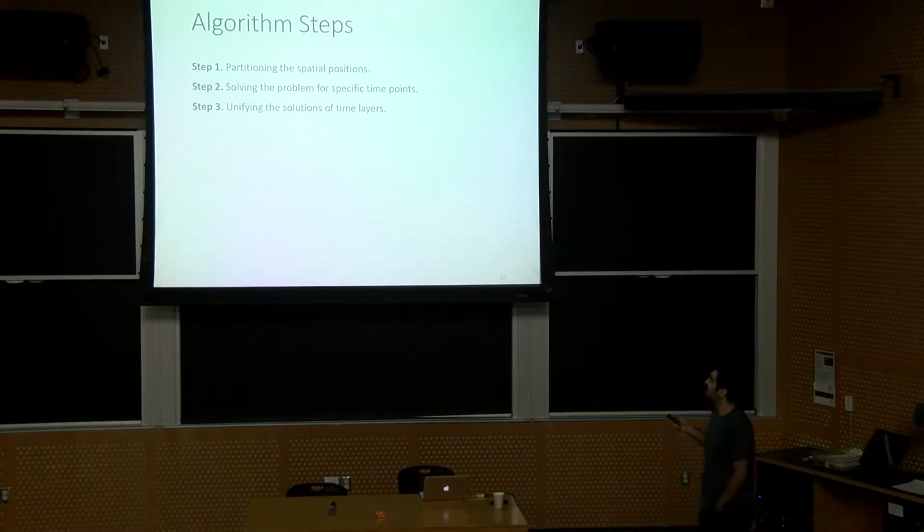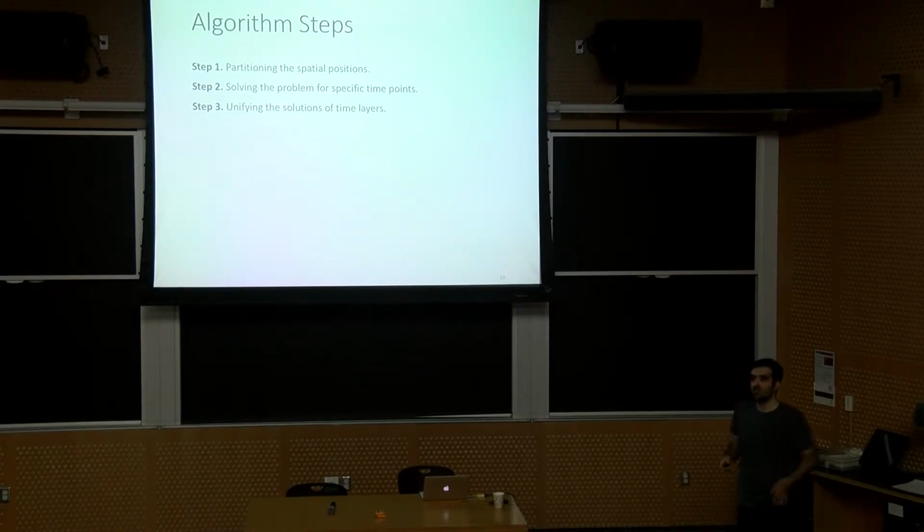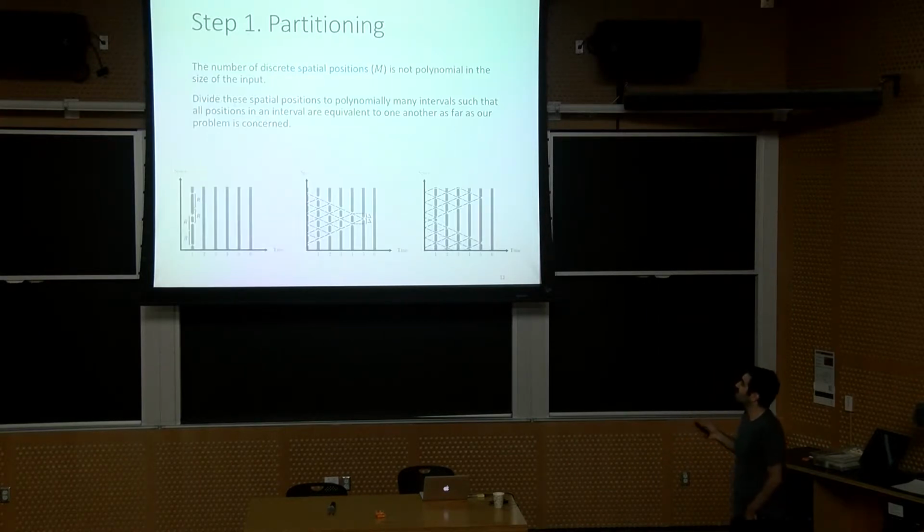So our algorithm consists of three main steps. The first step is partitioning the spatial position so that we get rid of this dependence on M, which is not a polynomial in the input size, as I mentioned. I'm not going over the technical details of this part, but just to give you an idea of what we do, for any time point, we partition the space into intervals such that any 2 points in these intervals are equivalent to each other as far as the problem is concerned.